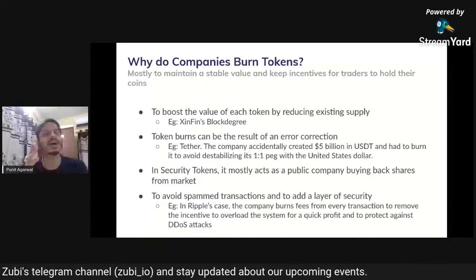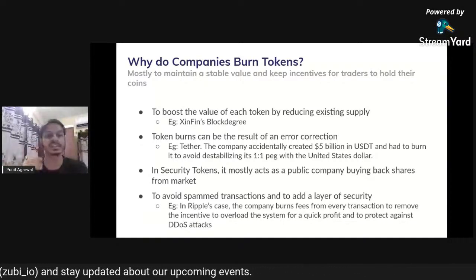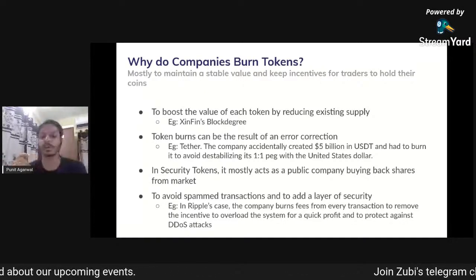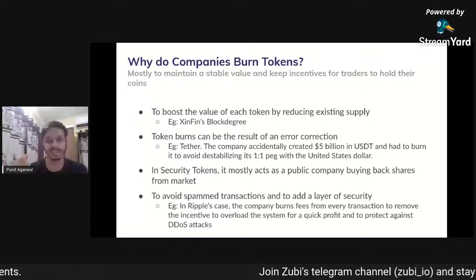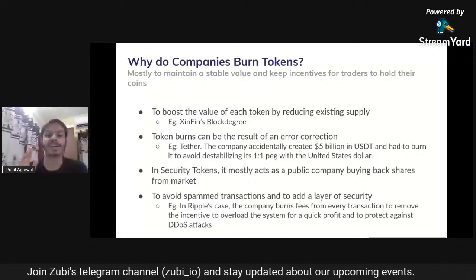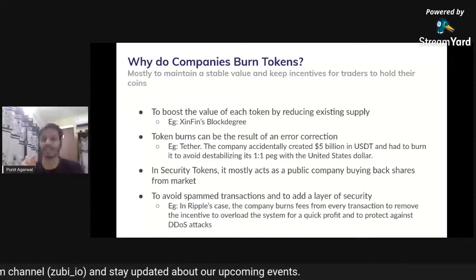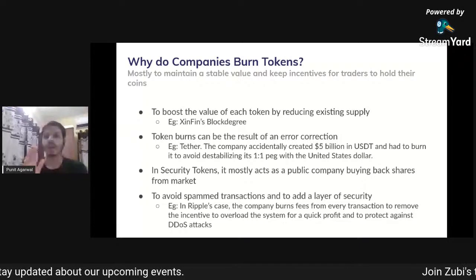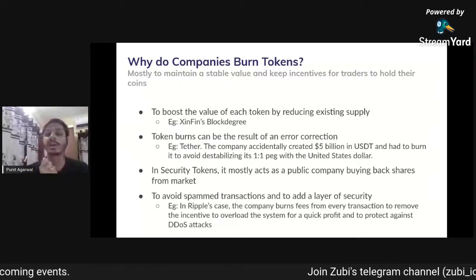So why do companies burn tokens? One reason is to boost the value of each token by reducing the existing supply. Zenfin is doing the same thing. Second, token burns can be the result of error correction. Token burns can be needed to rectify errors.